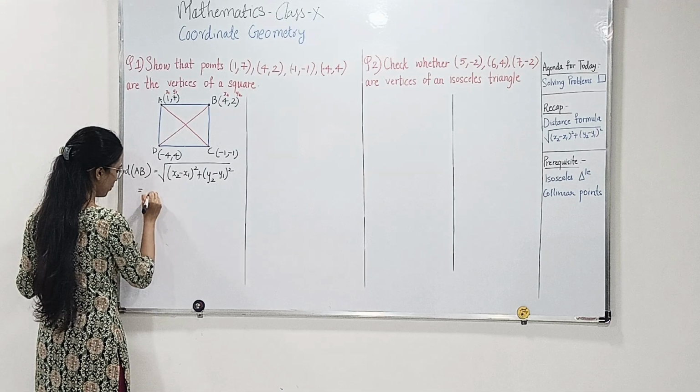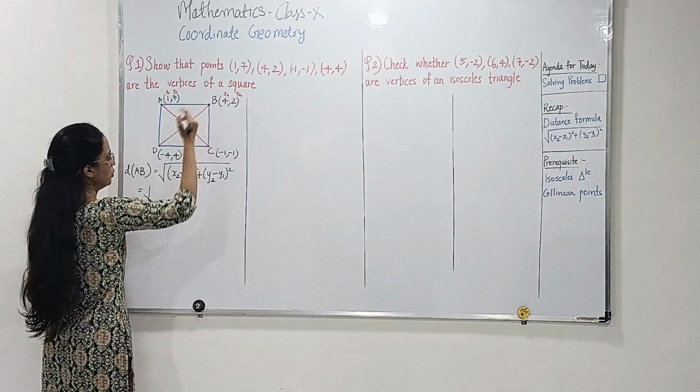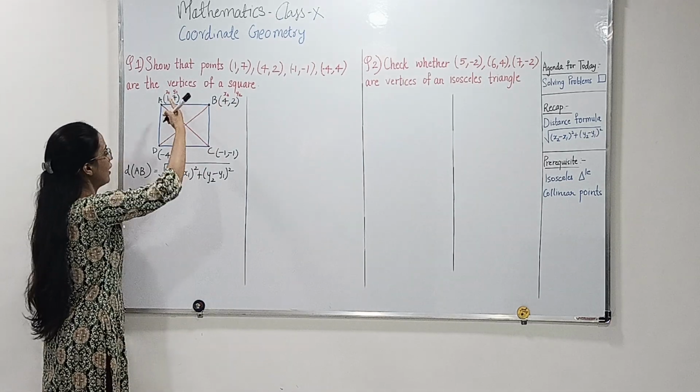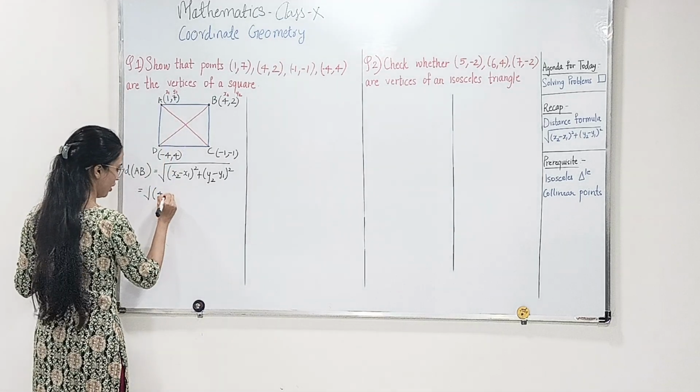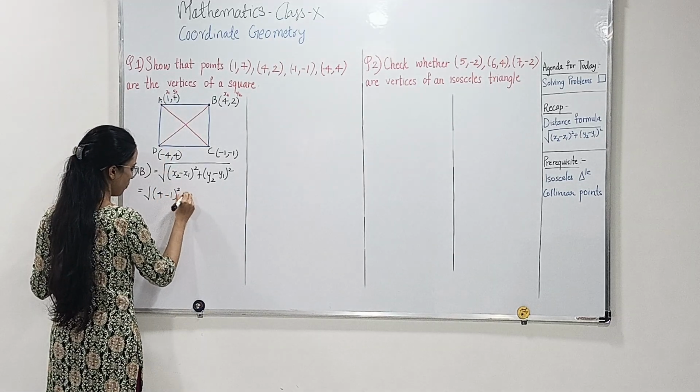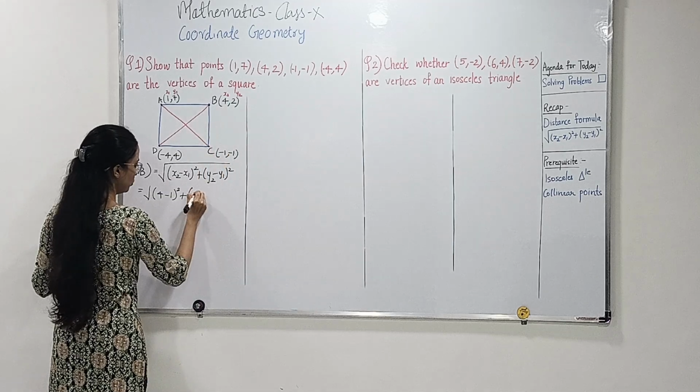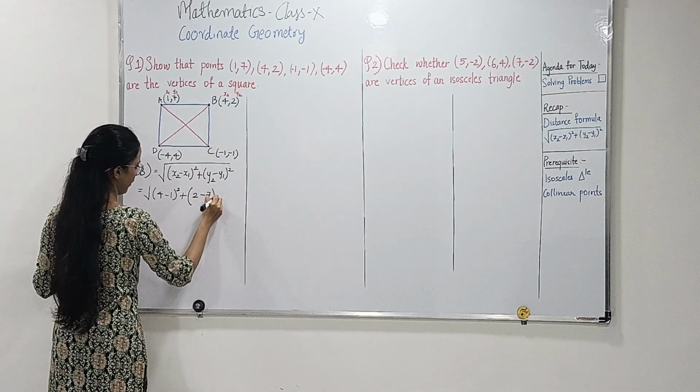Now just substitute the values. What is the value of x2? It is 4. What is the value of x1? It is 1. So (4 minus 1) the whole square plus (y2 is 2 and y1 is 7) (2 minus 7) the whole square.